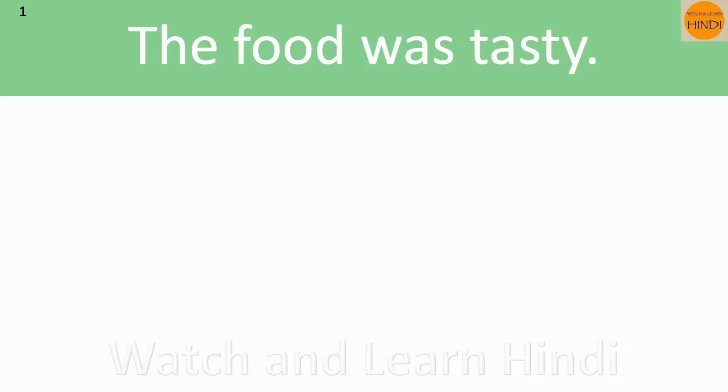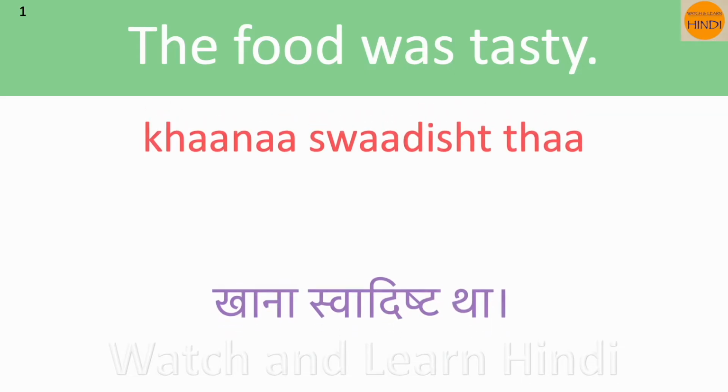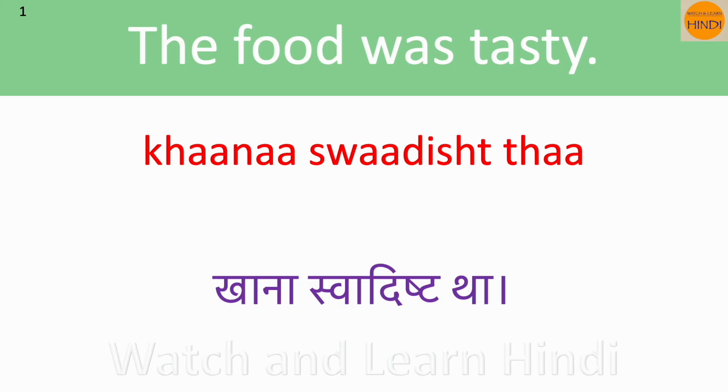The first sentence is, the food was tasty. खाना स्वादिष्ट था. Here, खाना is food, स्वादिष्ट is tasty. खाना स्वादिष्ट था. The food was tasty.